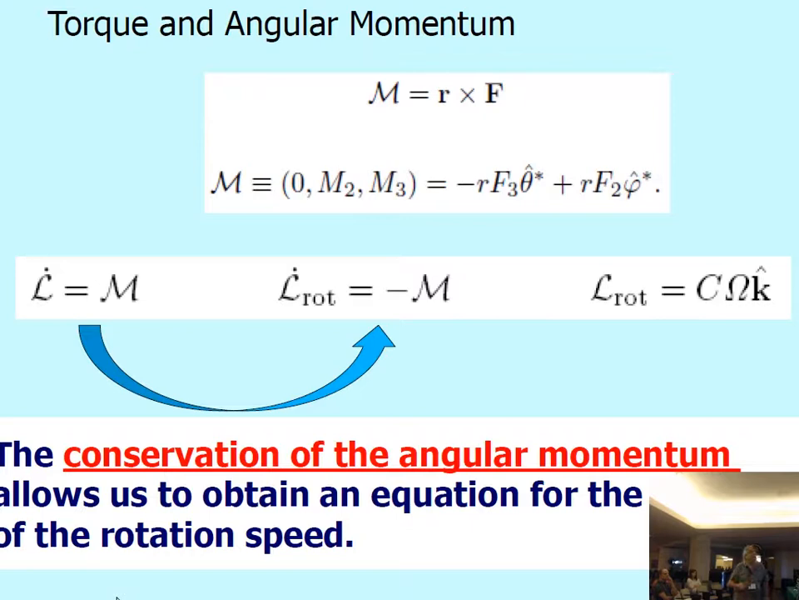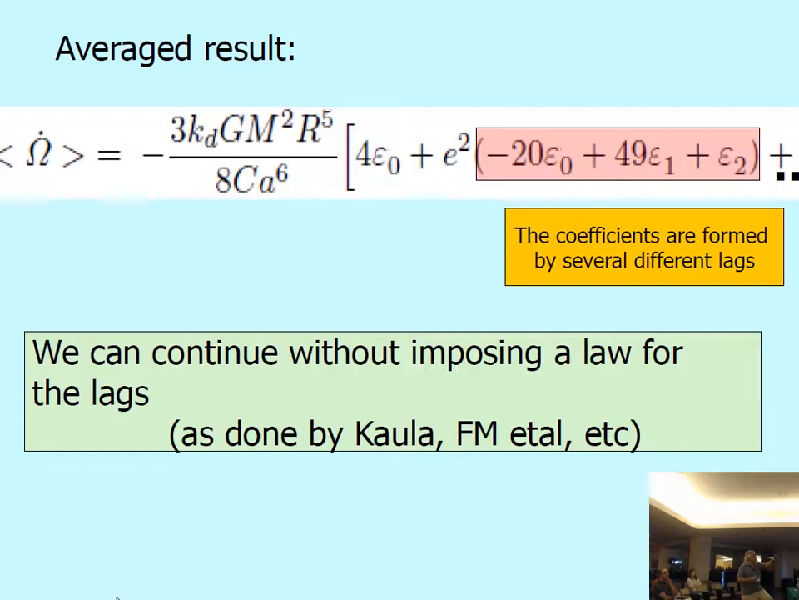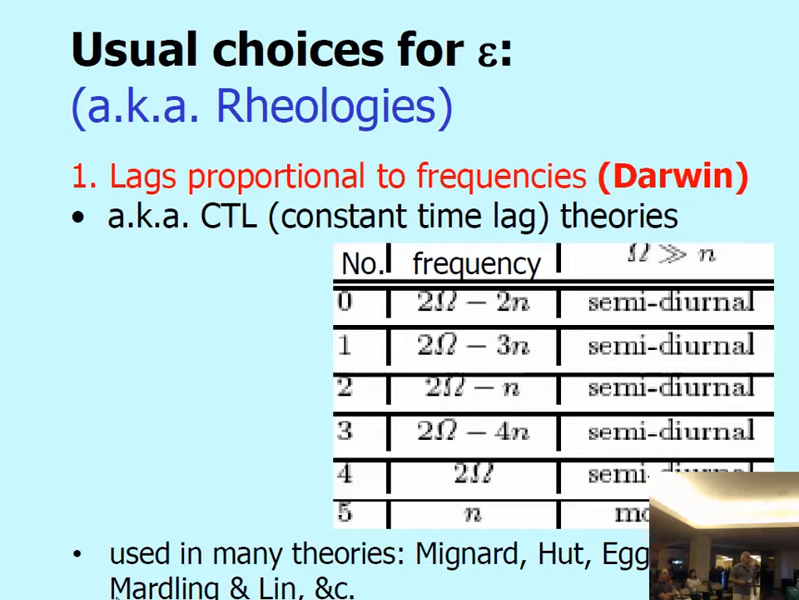So, I write the equation for omega. This is your equation for omega. I drop all terms that vary very quickly and keep only the terms that are slow. I average over the fast terms. Again, epsilon 0, epsilon 1, epsilon 2. We can continue and make the theory without imposing a law for the lags. But you have to carry all the time several different lags, so the best is to fix the lags. And this you will find in the several theories that exist on the market.